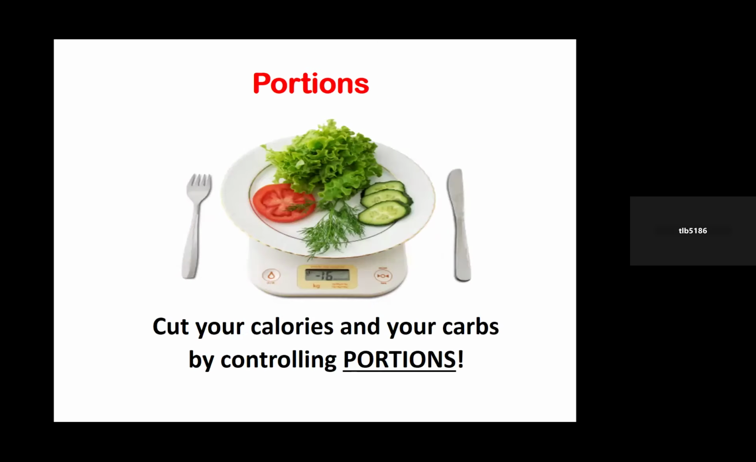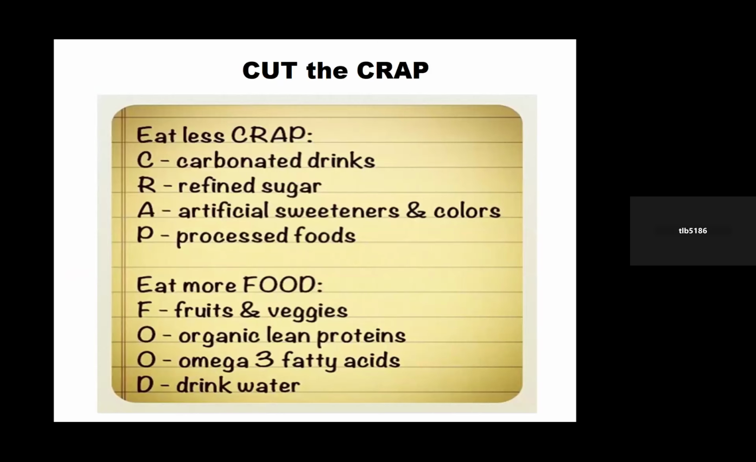So we control our carbs and our calories by controlling our portions. We want to cut the CRAP, and CRAP stands for carbonated drinks, refined sugars, artificial sweeteners and colors, processed foods, and we want to eat more food. Fruits and veggies, organic lean proteins, omega-3 fatty acids, and we want to drink water.